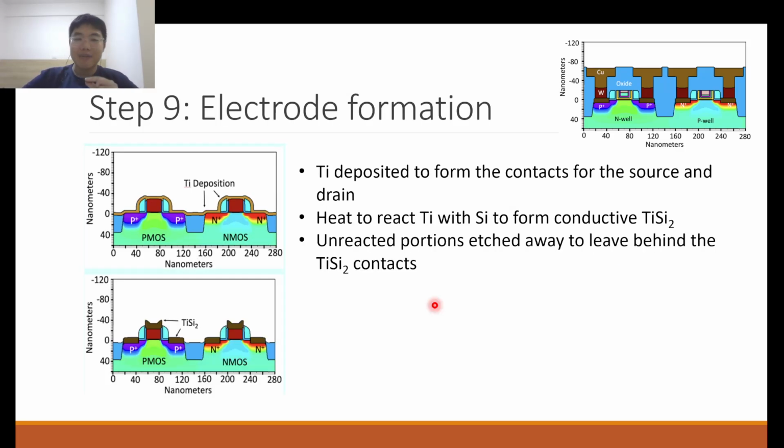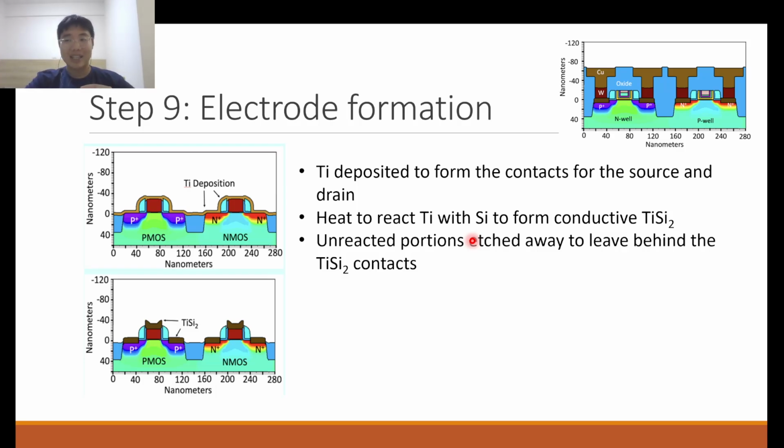Okay, then the next step is finally we get to form our metal contacts. So remember that this is an electrical device. We do need to connect our source, drain, and so on to the general circuitry of the board. So what we want to do is form the electrodes of the source and drain, because the gate is not yet done, right? So first the source and the drain. Then we deposit titanium to form the contacts. However, we then heat to react titanium with silicon to form conductive titanium silicide.